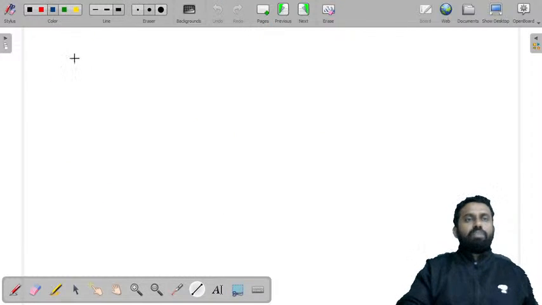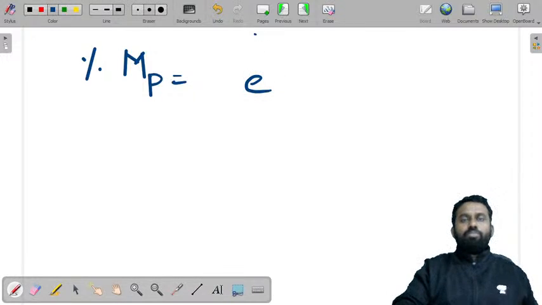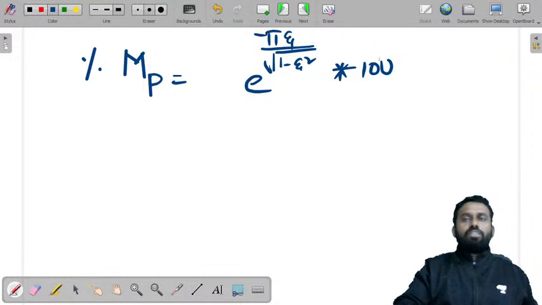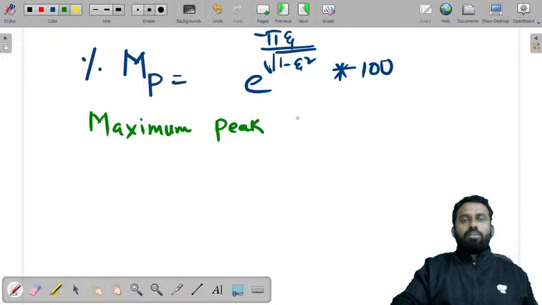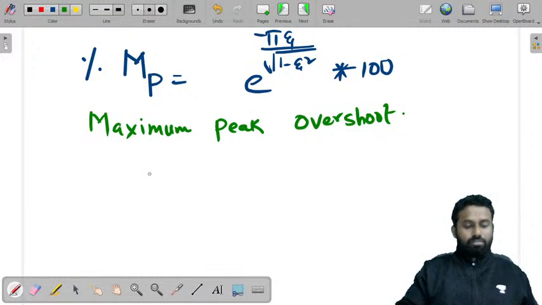So you can write maximum peak overshoot percentage MP. Percentage MP is equal to e power minus pi zeta by under root of 1 minus zeta square into 100. So this is the expression for maximum peak overshoot.